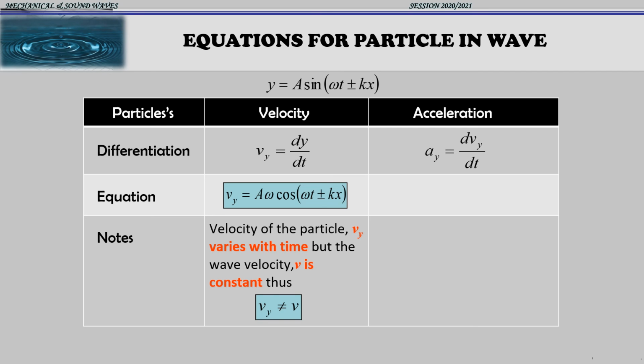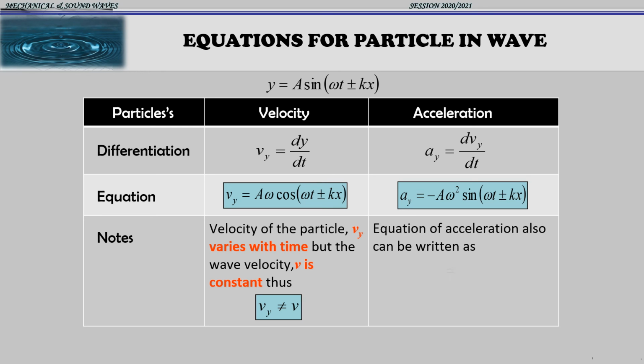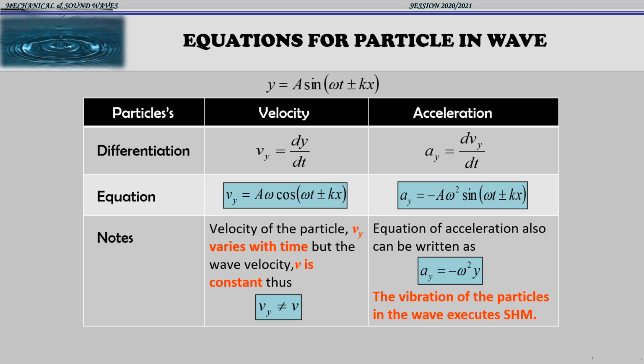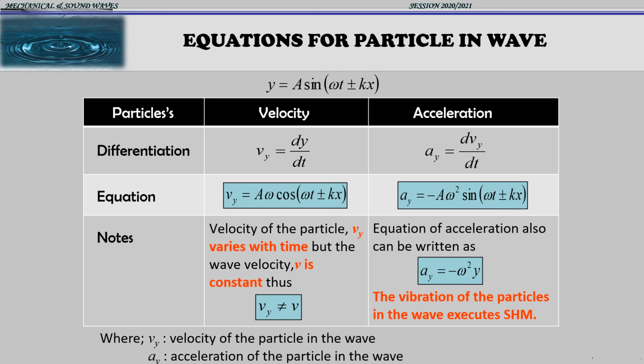The differentiation for acceleration will be ay equals dvy over dt. The equation is ay equals negative A omega squared sin(omega t plus or minus kx). The equation of acceleration can also be written as ay equals negative omega squared y. The vibration of the particles in the wave executes SHM.